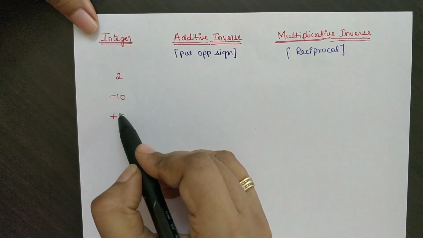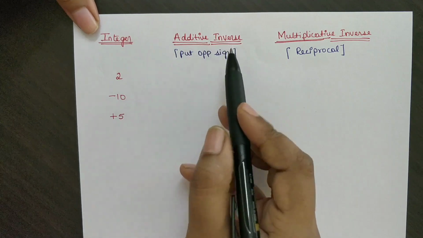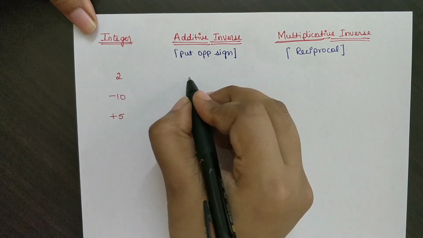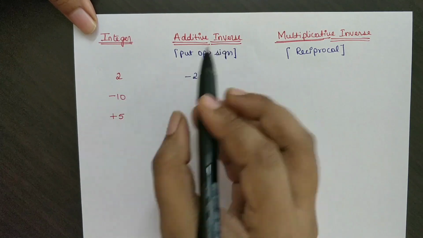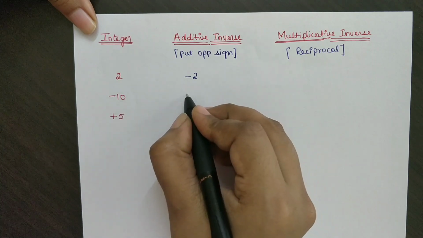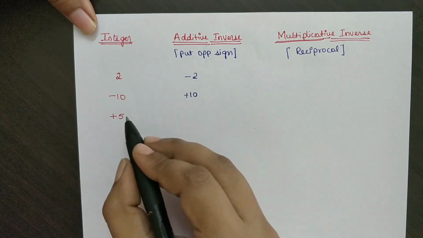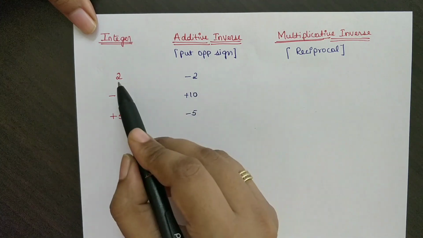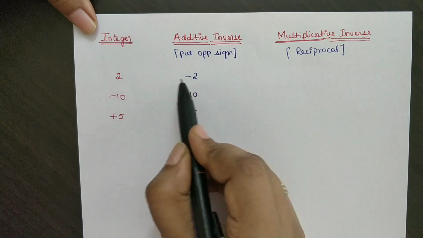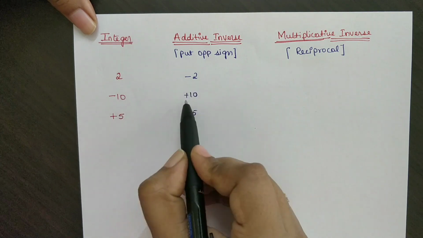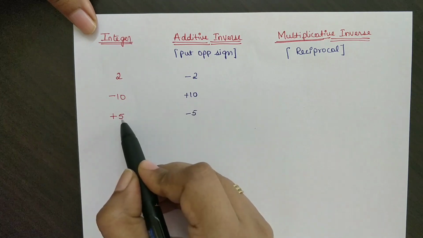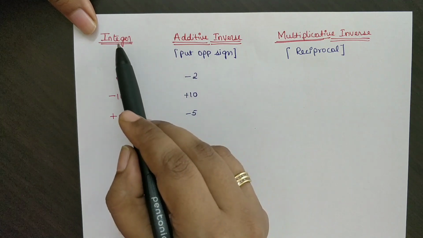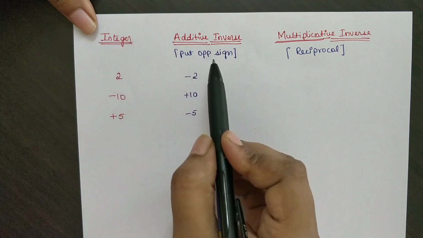For a given integer, its additive inverse will be the opposite sign. The additive inverse of 2 is minus 2. Additive inverse of minus 10 is plus 10. Additive inverse of plus 5 is minus 5. If we add 2 and minus 2, the sum will be 0. Minus 10 plus 10 equal to 0. Plus 5 minus 5 equal to 0. That means if we add an integer with its additive inverse, the sum will be 0.